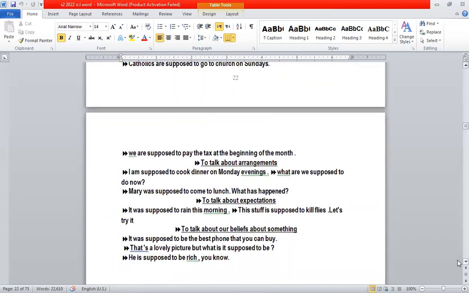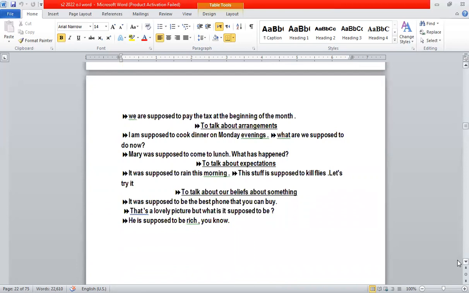We were supposed to pay the tax at the beginning of the month. So supposed to here means that we have to do something because the government collects tax and we are supposed to do it. So it's an obligation. We don't do that with our free will. To talk about arrangements, also supposed to plus infinitive. Number one, obligations. Number two, arrangements. Like the example here, I'm supposed to cook dinner on Monday evenings. So this is for arrangement. This is, I arranged to do that.